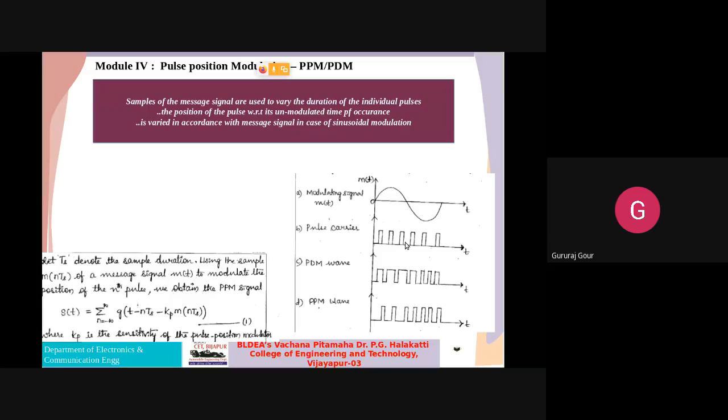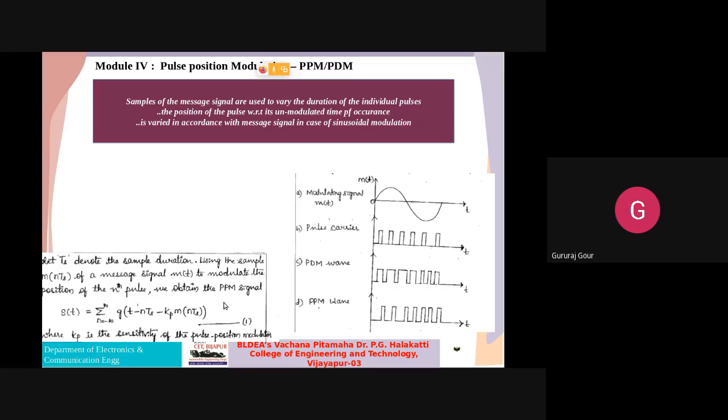or else you can vary the position of the pulses of the carrier with respect to the instantaneous variation of the magnitude of the modulating signal. Then we will get the pulse position wave.